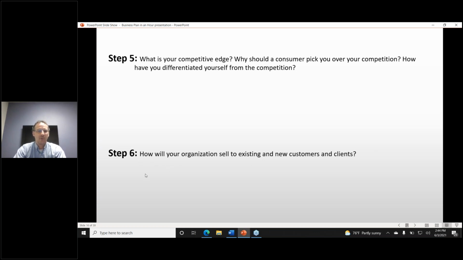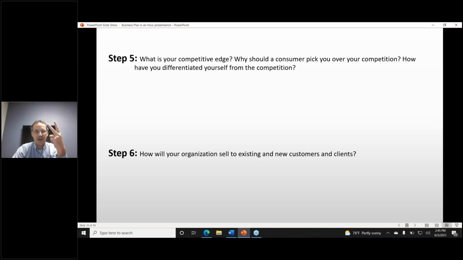Step 6, how will your organization sell to existing and new clients? Again, a business plan is all about being redundant, but it's asking you questions at different time frames, because when you're thinking about marketing and sales, you shouldn't necessarily completely be thinking about human resources at the same time. You have to focus your mind and your energy and answer the question in the segments of the business that you have. So if you have a pen and paper, I would write these 7 segments down.